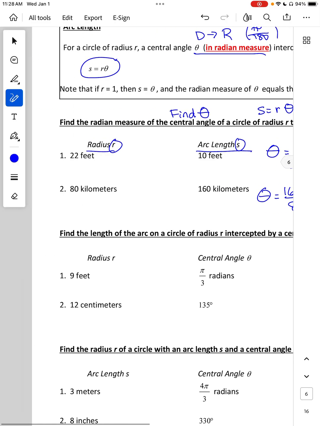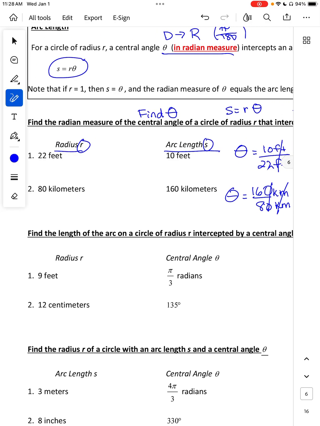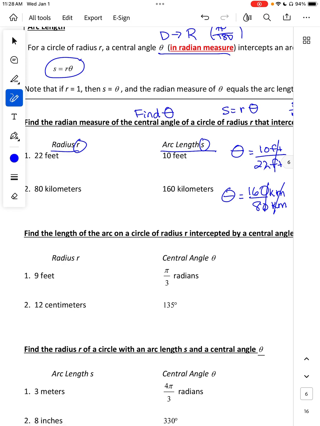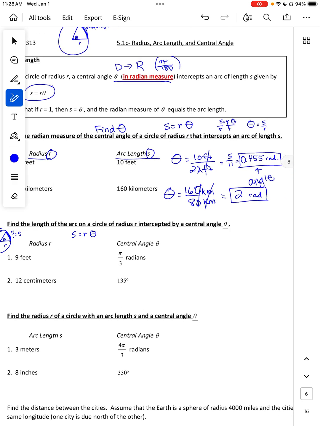Okay, let's go to the next one. Find the length of the arc on a circle of radius r intercepted by a central angle theta. So we have a radius. So let's think about this in terms of our circle. We have the radius. We have the angle theta. We want to find S, question mark. That is our arc length. That is our crust that we want to find. So in this case, we'll be able to just use our regular formula that they gave us. S, which is what we want to find, we have our radius and we have theta, so we can go ahead and do that.